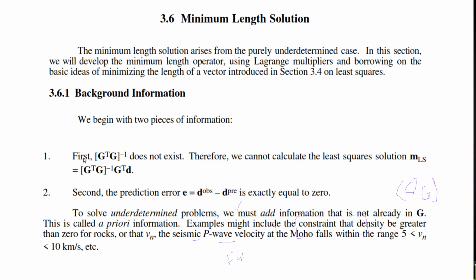Okay, so here we know that the G transpose G inverse does not exist, and the prediction error is exactly 0, which normally is not true. So if you get some residual vector that is giving 0 length, then you know that there is a problem with your solution, because there is no way you can exactly predict the data.